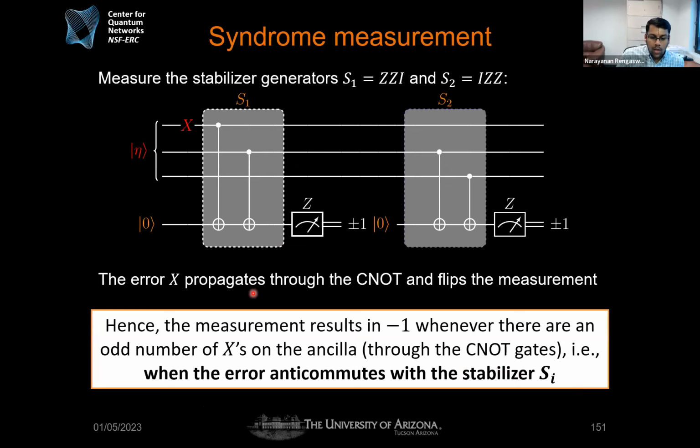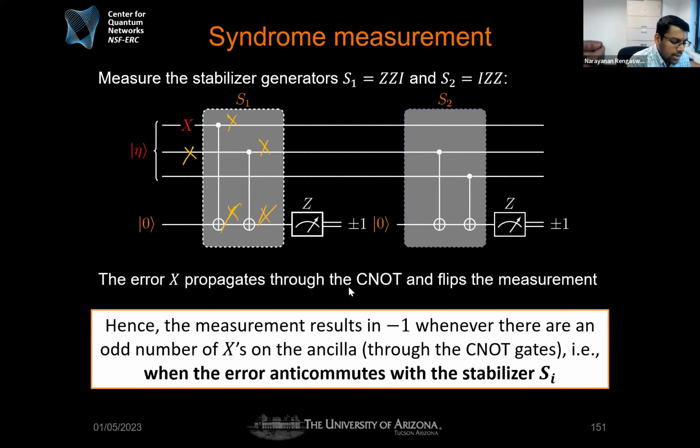Okay, so I've just summarized what I just told. The error propagates through the CNOTs and flips the Z. And you can see, for example, if you had an X here, as well as an X here, if you had 2 X's, then this X will propagate as XX, and this X will propagate as XX again, and this X and this X will cancel, right? And then the measurement will not flip. And the error has actually tricked you, because 2 X errors cancel and don't flip the measurement.